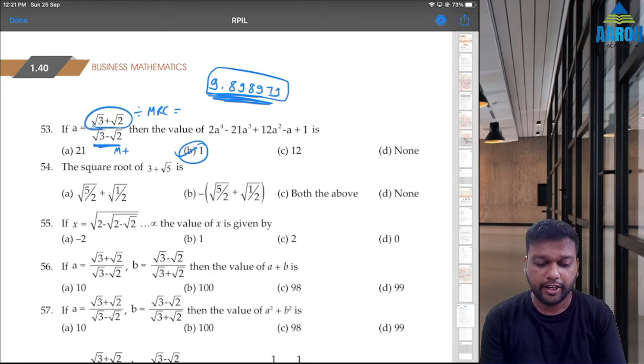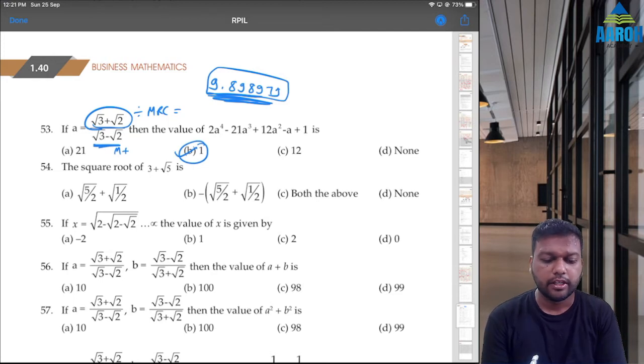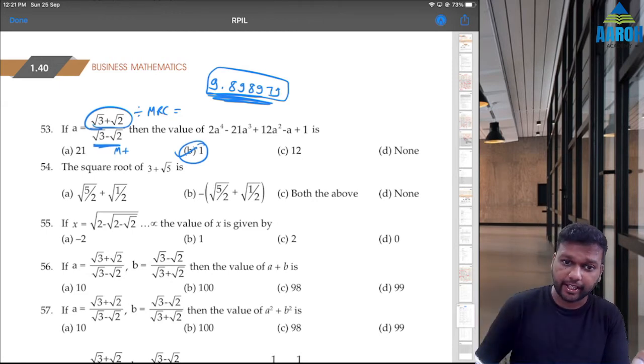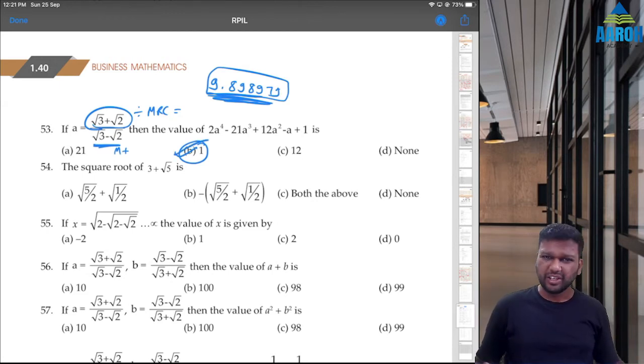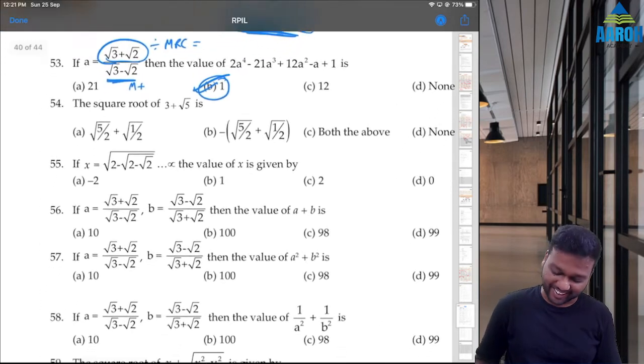9.898979 into equal to into 2 M plus, then 9.898979 into equal to into 21 M minus, 9.898979 into equal to into 12 M plus, 9.898979 M minus 1 M plus. If you press MRC, you get 0.999, which is 1. Okay, fine. So always generate like 6 digits. I took 4 digits here because I was bored, but fine.